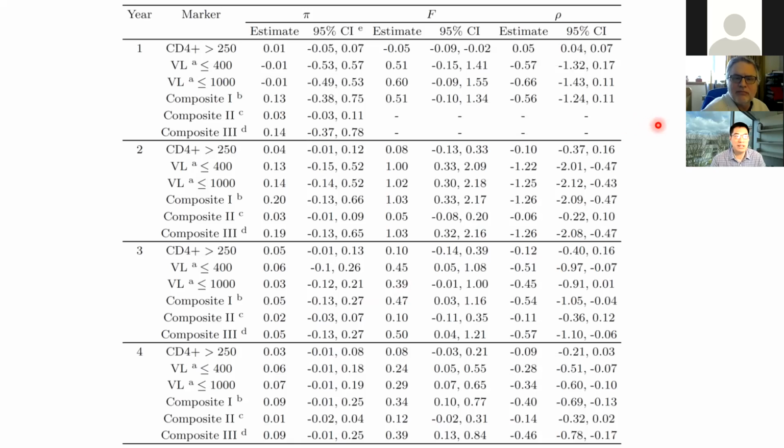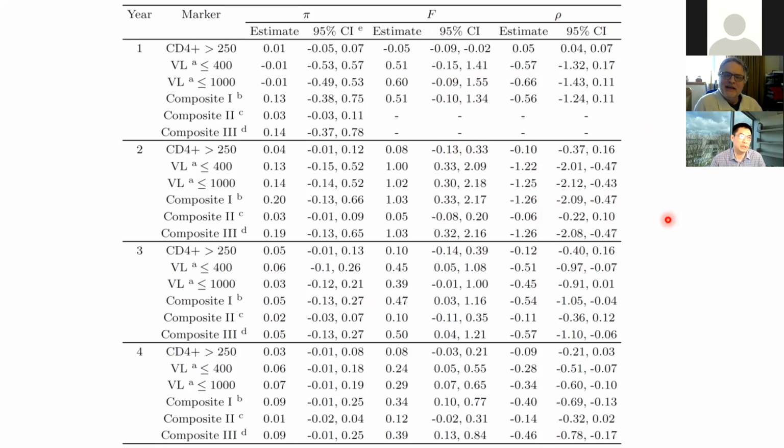And it's not surprising to see the F measure and rho measure are pretty much equivalent, differing only by a factor of 1 minus 1 over the relative risk. So those are the results. I'm not going to go through each one of them.